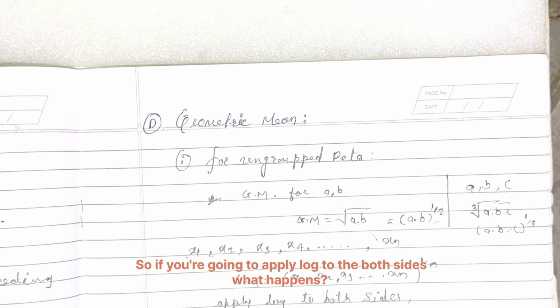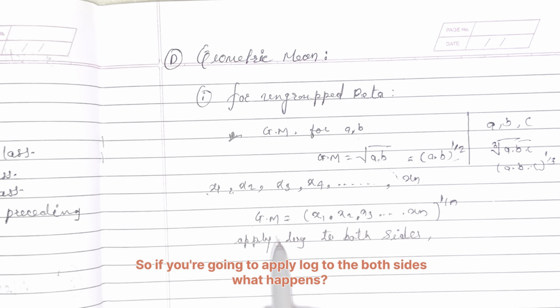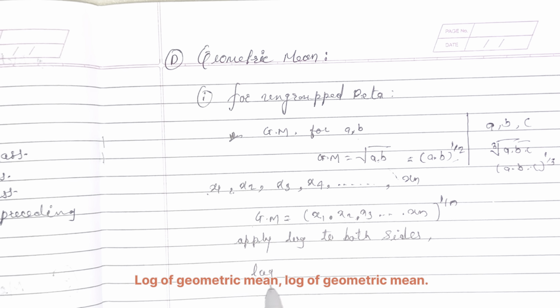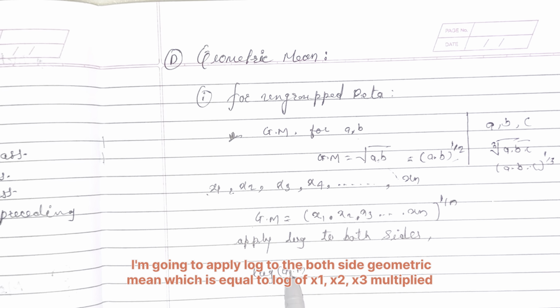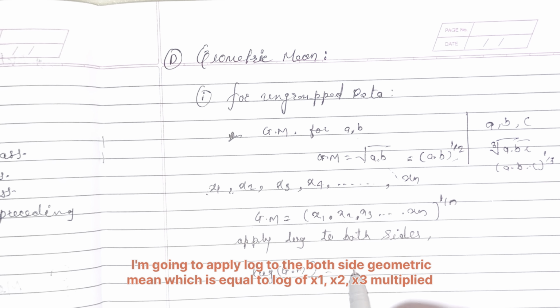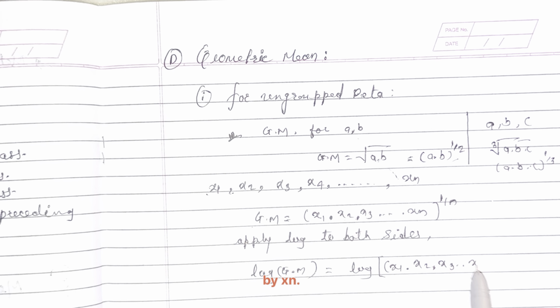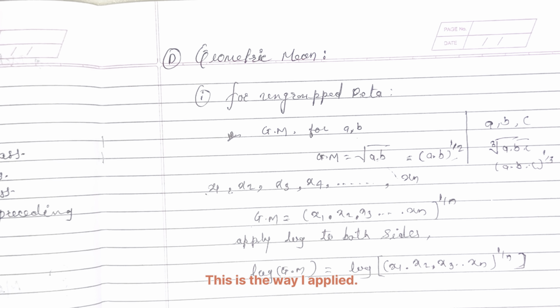So if you're going to apply log to both sides, what happens? Log of geometric mean. I'm going to apply log to both sides. Log of geometric mean is equal to log of (x1 x2 x3 multiplied by xn) to the power 1 by n. This is the way I applied log here.